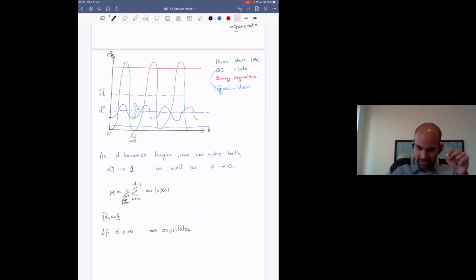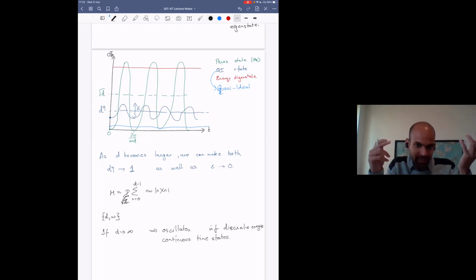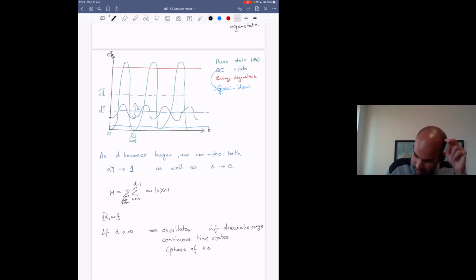And what this has is infinite discrete energies, but continuous time states. So what I would get as a result is that the number of time states in the circle just keeps increasing, larger and larger, until it becomes a continuous thing. And this essentially becomes the phase of the harmonic oscillator.